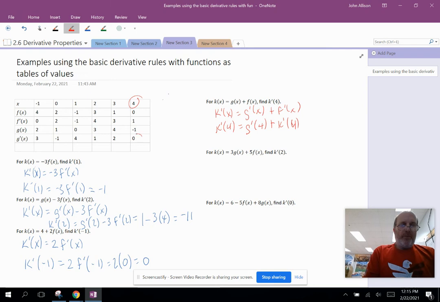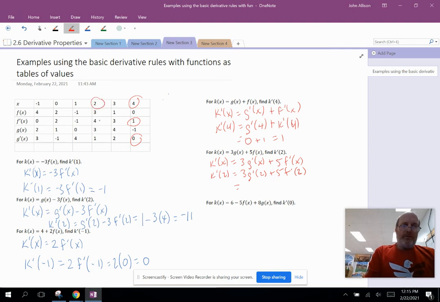We got g prime of 4 is 0, and f prime of 4 is 1, so this equals 0 plus 1, or just 1. Here we have k of x, so we have k prime of x is equal to 3 times g prime of x plus 5 times f prime of x using those derivative rules. We're looking for k prime of 2, so that's 3 times g prime of 2 plus 5 times f prime of 2.